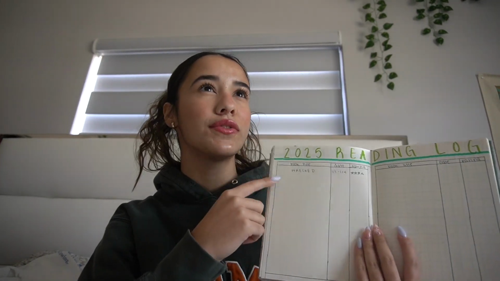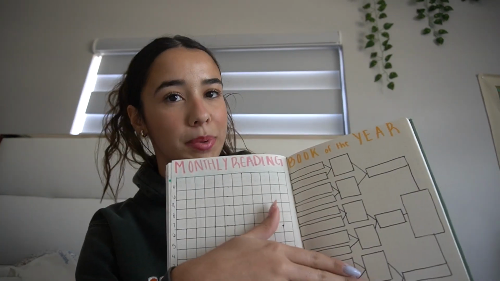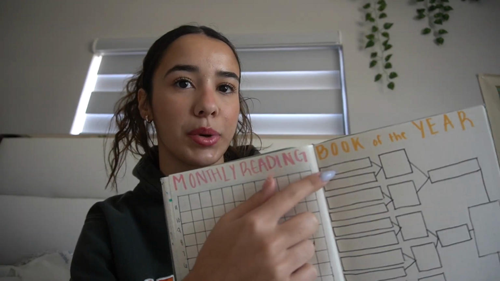I don't know if to do this at the end of every month or as I read books, probably that one, because it just makes more sense. Then I would go to my monthly reading. I would track the amount of books that I read that month. I would go to the book of the year page, but I would pick the book of the month and I would put it there.